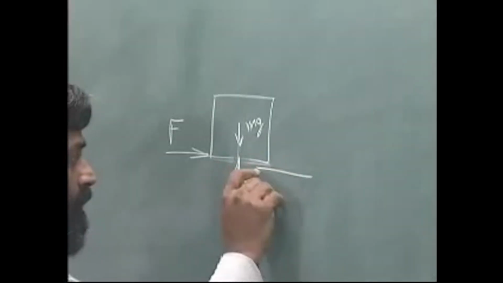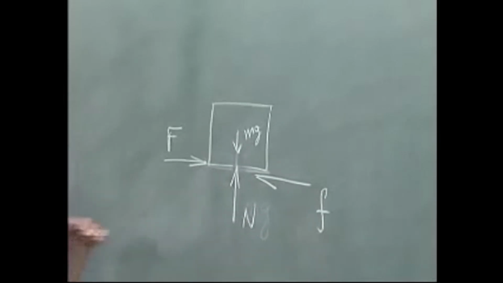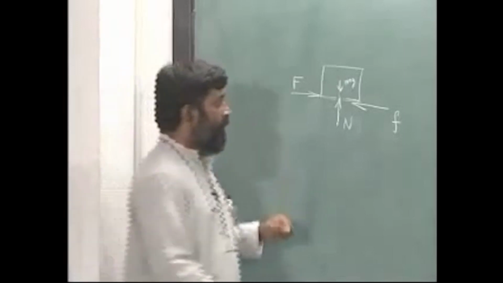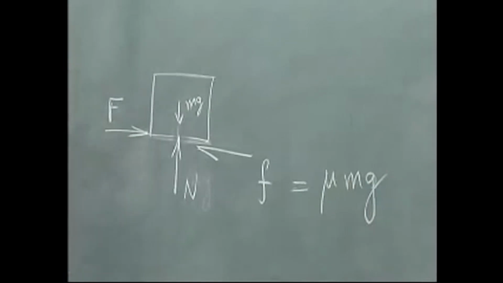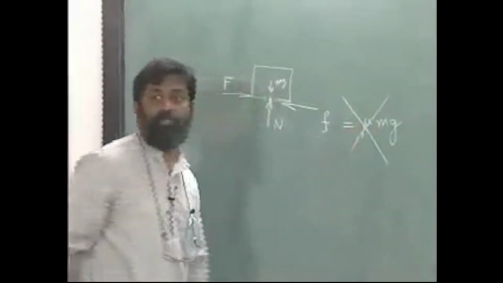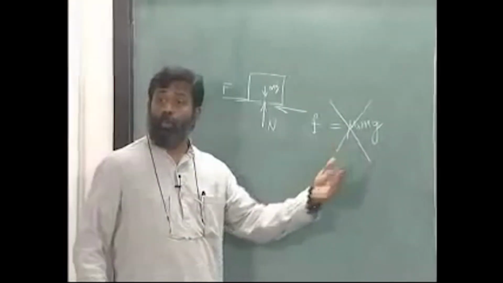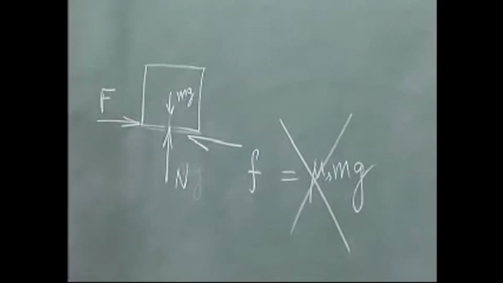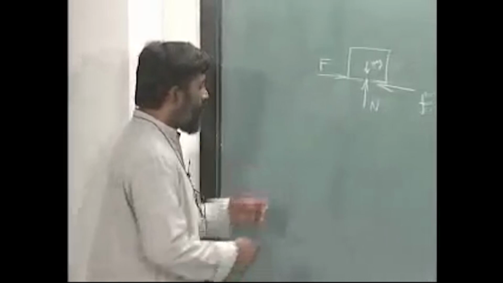Yes, the answer is partially correct. The frictional force is opposite to the force applied, but saying that this is equal to mu mg is not always correct. This is the notion that many students have a problem with. Of course, in this particular case, when I say mu s is the coefficient of friction, static friction, this is true only when the body starts to move or is about to move.